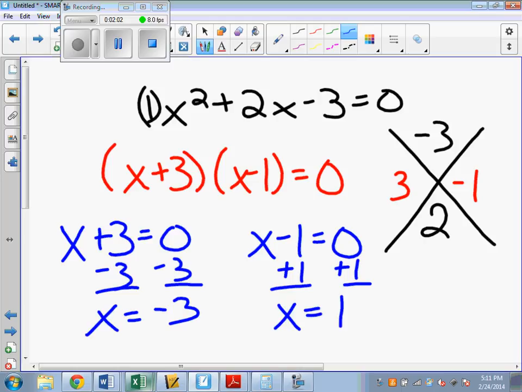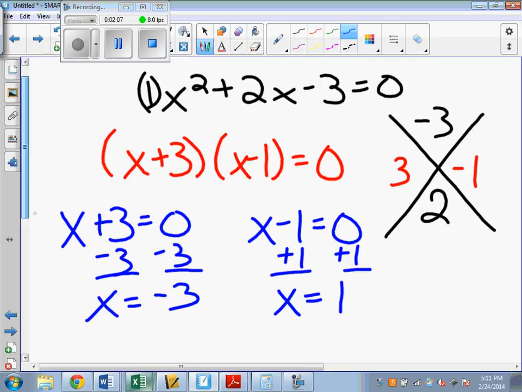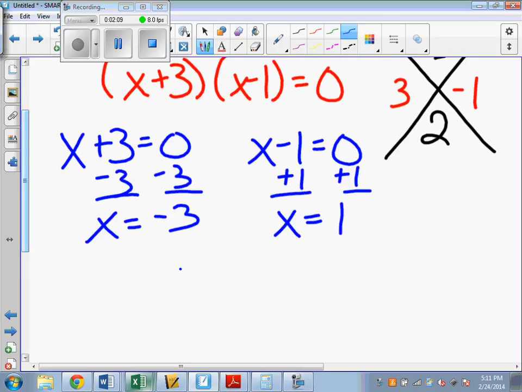So we get two different answers, which with a quadratic equation is absolutely fine. And so our answers are going to be x is equal to negative 3 and 1. Both solutions will work.